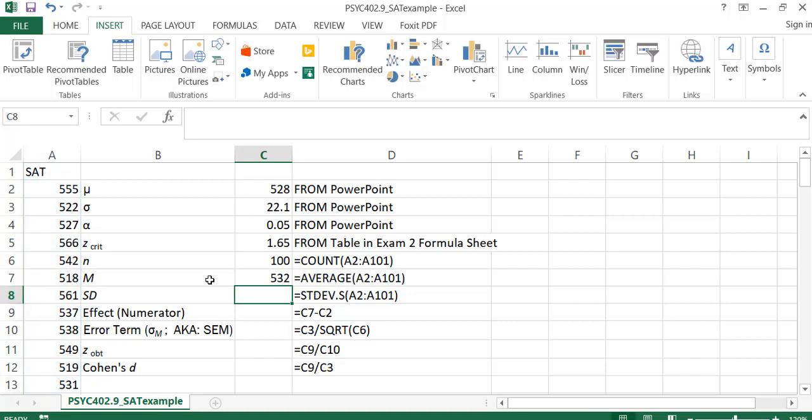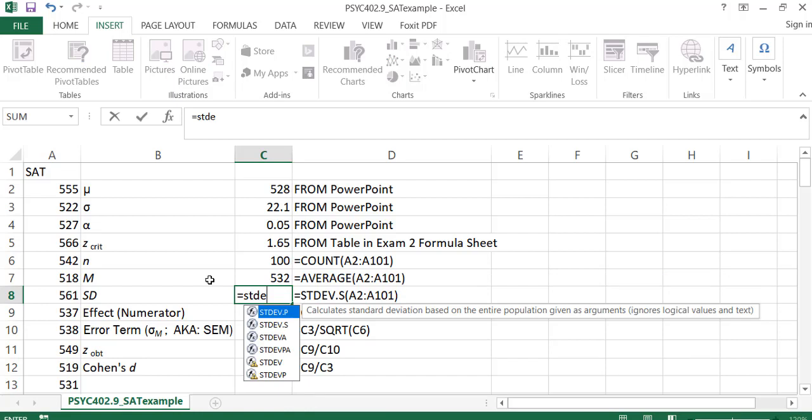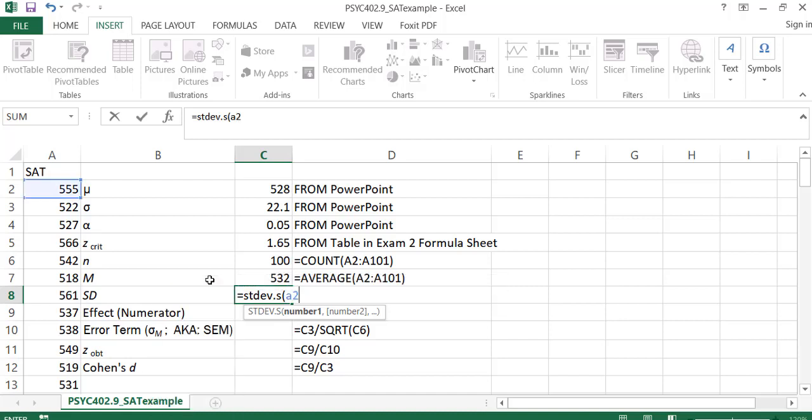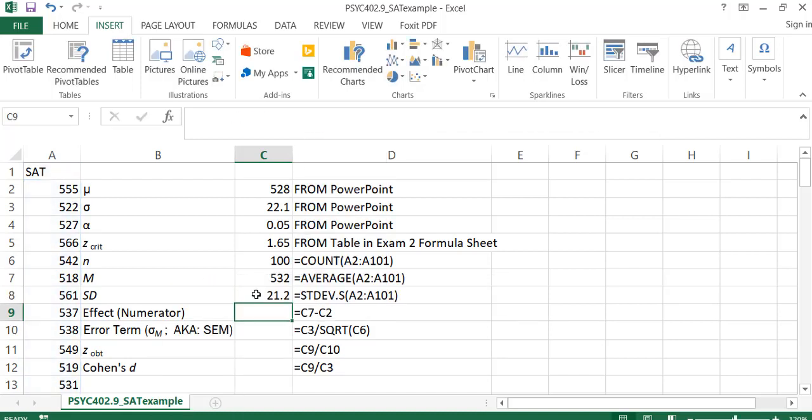So we're going to say, what is the average of those scores? We find that the average or the mean is 532, again, consistent with what we saw in the PowerPoint. For standard deviation, we're doing the standard deviation of a sample, so we're going to do dot S and A2 to A101. So we find that the standard deviation is 21.2. Again, consistent with what we saw before.